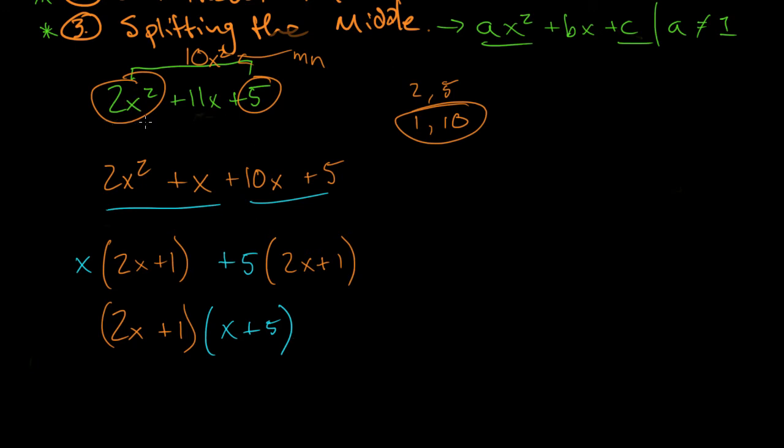I factored the original expression, 2x squared plus 11x plus 5, by splitting the middle, factoring by grouping, and that's what got me to the factored form at the end.